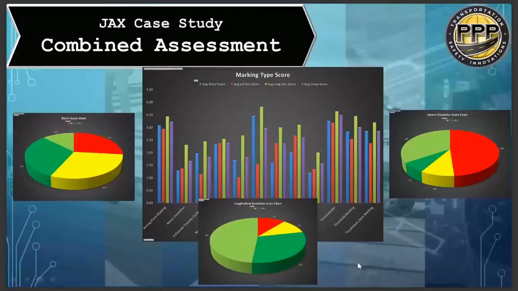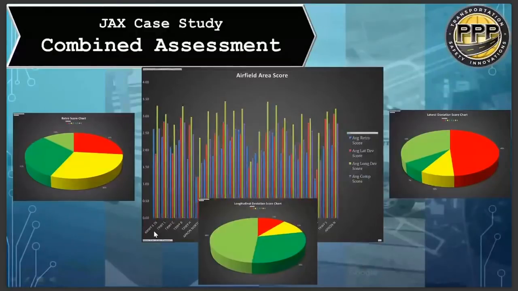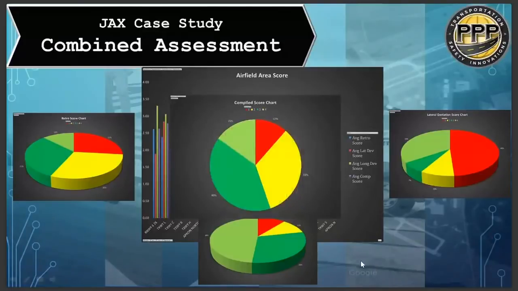This actually breaks out, if you look, all the runways. This is exact areas. That's taxiway C, and it gives you the same ratings and so forth. And then the compiled score.